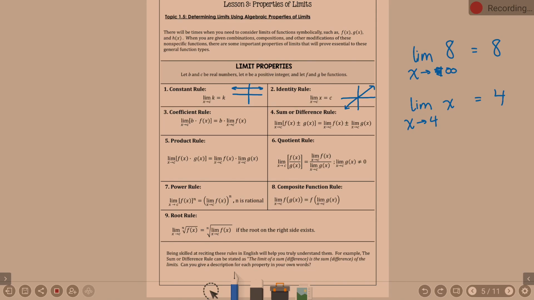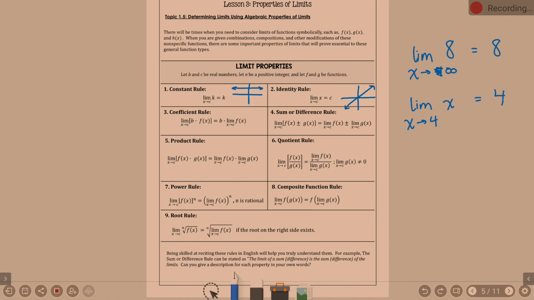Sum or difference rule. If you have two pieces added, you can break them up into separate limits. So the limit of f plus g can be done as the limit of f plus the limit of g. I don't necessarily break them up physically, but I think about them as separate things. Product rule, same thing as the sum or difference rule. And the quotient rule, the same thing as the product rule. All of these, you can take them and break them into two separate limits and think about them as individual pieces.